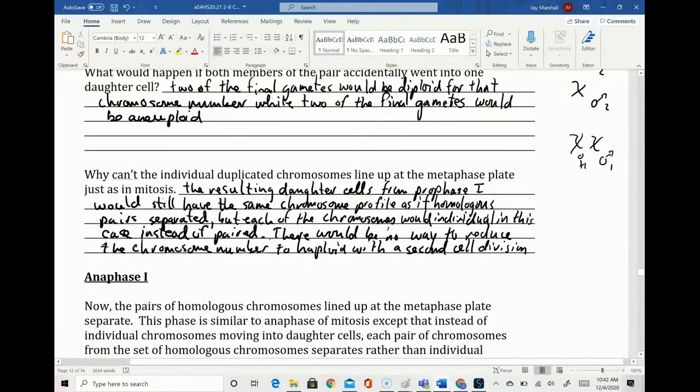The resulting daughter cells from prophase 1 would still have the same chromosome profile as if homologous pairs separated. I said it would be individual. But each of the chromosomes would be individual in this case instead of paired. There would be no way to reduce the chromosome number to haploid with a second cell division.